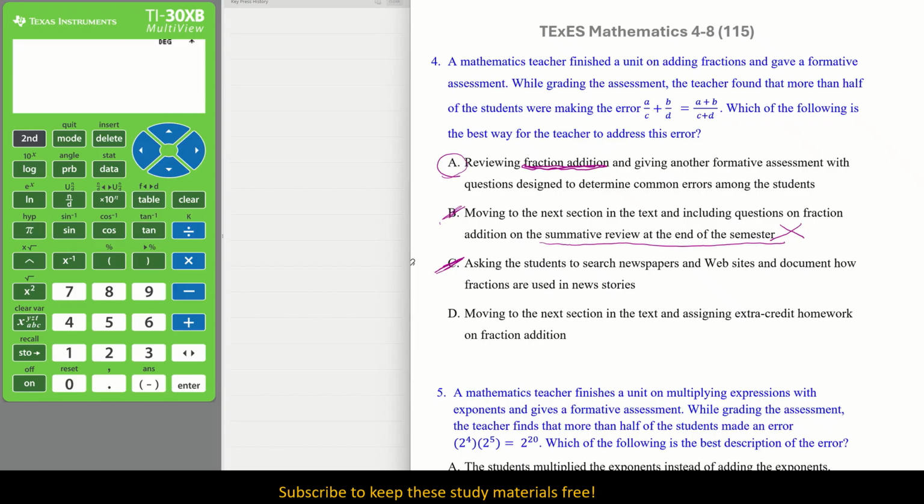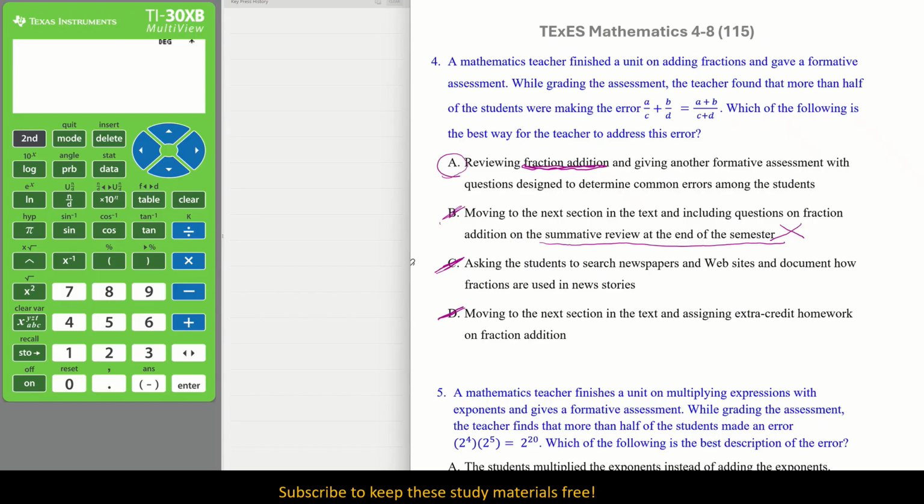Let's look at D. Moving to the next section in the text and assigning extra credit homework. Extra credit homework is something kids aren't going to do unless they're diligent anyway. And if they're diligent anyway, they probably got these questions correct. So what you're doing is you're targeting the wrong students in your classroom. You have to make sure you're targeting all the students. Well, this is a way to failure.